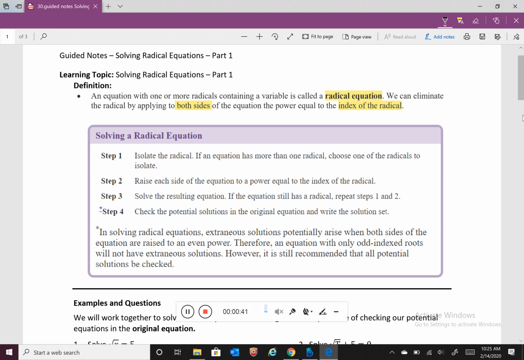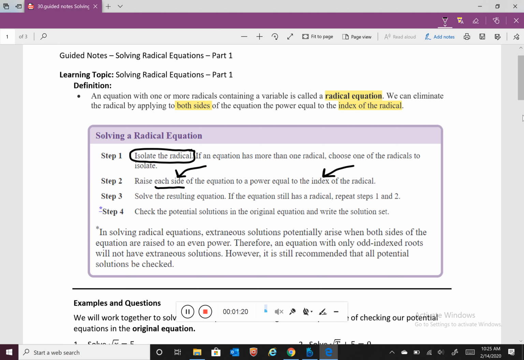So, steps for solving a radical equation. The first step is to isolate the radical, which means to get the term containing the radical alone. If an equation has more than one radical, we may have to choose one of the radicals to actually isolate. The next step is to raise each side, and that word side is going to be very important, each side of the equation to a power equal to the index or root of the radical.